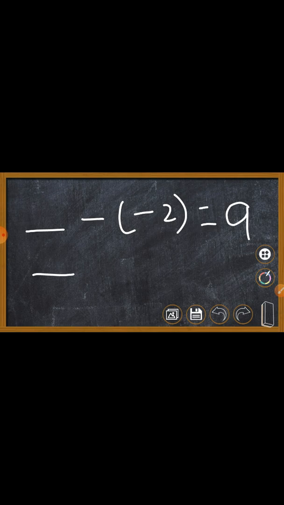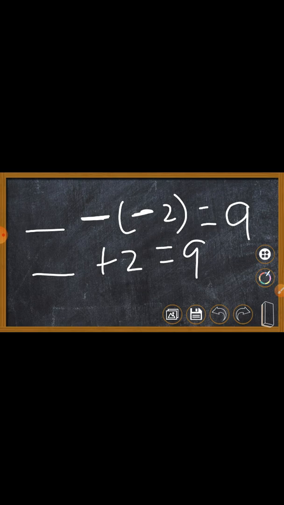Let's take another example, that: blank minus 2 is equal to 9. Okay, so I write blank minus into minus is plus, so I write plus 2 is equal to 9.